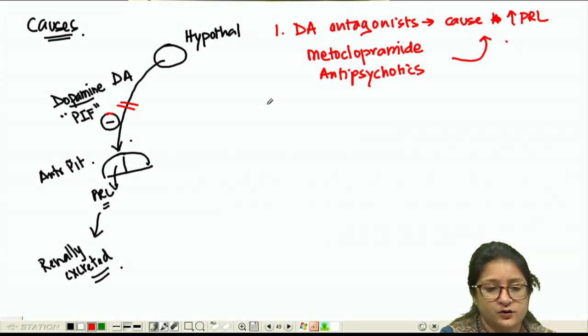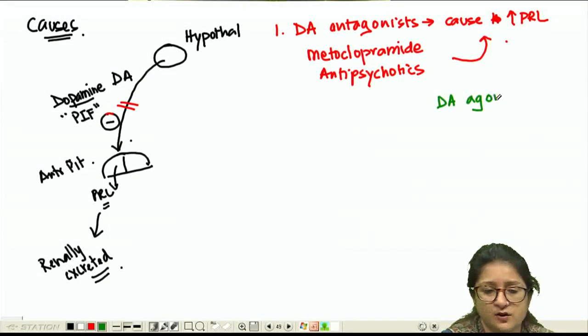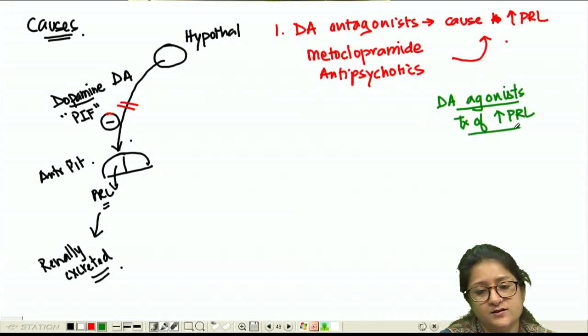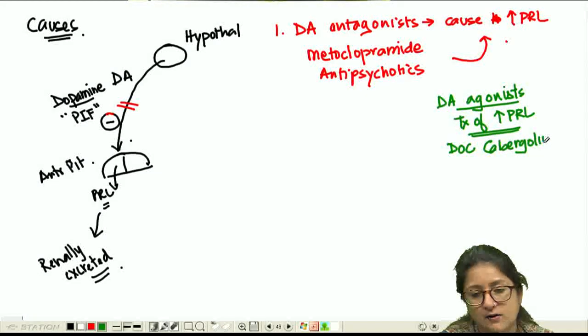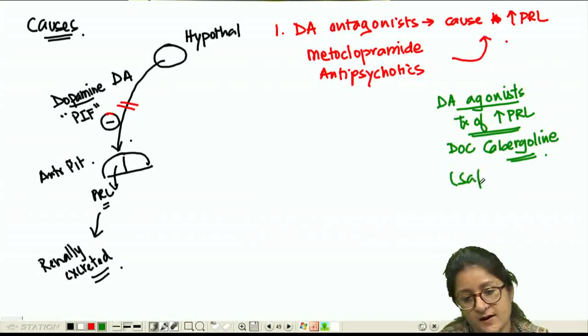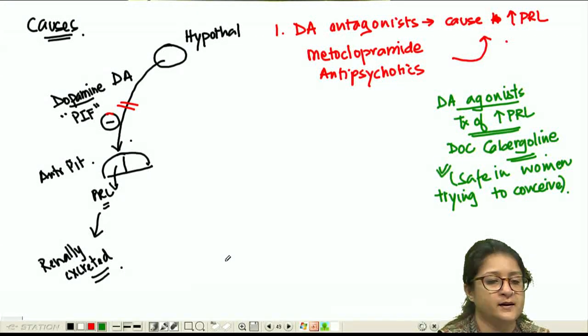You should also remember that for this very reason, dopamine agonists, on the other hand, are used for treatment of increased prolactin, right. And the dopamine agonist drug of choice is cabergoline. Cabergoline is now considered even safe in pregnant women, even safe in women who are trying to conceive. So no longer do we refrain from using cabergoline in infertile women, so that can be freely given there also.